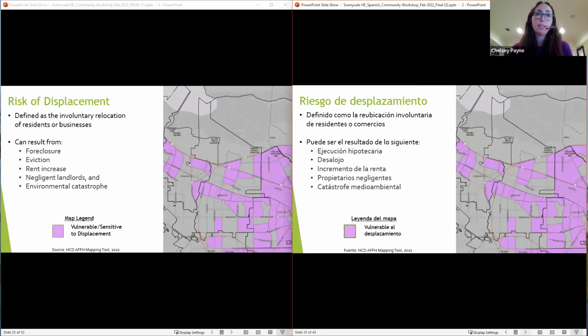Another factor we'll be analyzing in the fair housing element is risk of displacement. Displacement is defined as the involuntary relocation of residents or businesses, and it can be caused by foreclosure, eviction, rent increase, or environmental catastrophes. The map here shows areas that are considered by this data source to be sensitive to displacement. Those are areas shown in pink. Some neighborhoods that stand out here are the ones with mobile home parks and the downtown. And I know the city has policies in place, and we look at in the housing element ways to address the risks of displacement. Next slide, please.